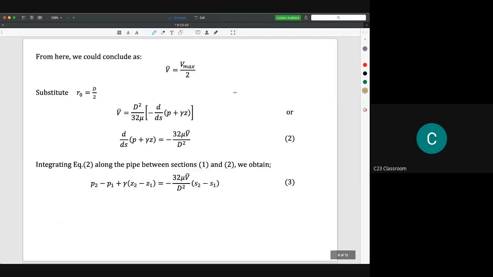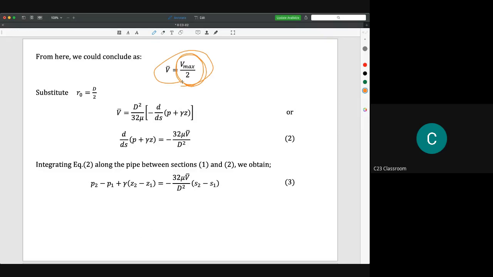And then we could find that the average velocity is actually the maximum velocity divided by 2 only. So it is different from the Couette flow. The Couette flow is actually 2/3 of the U maximum. That's the assumption that we could get from this calculation.